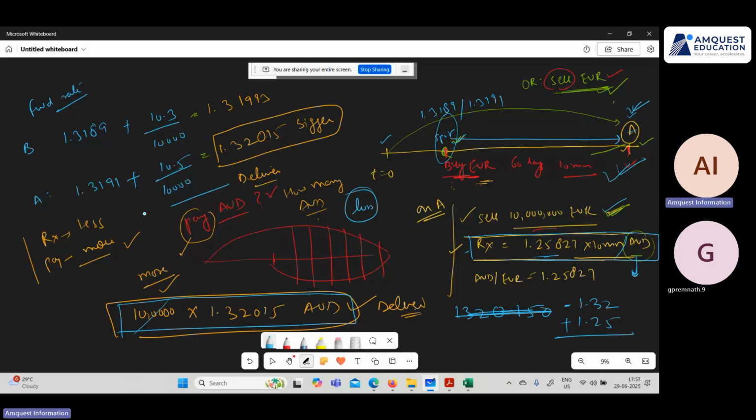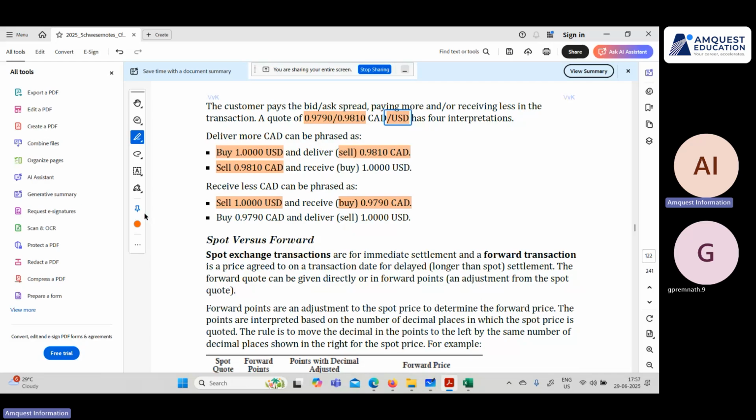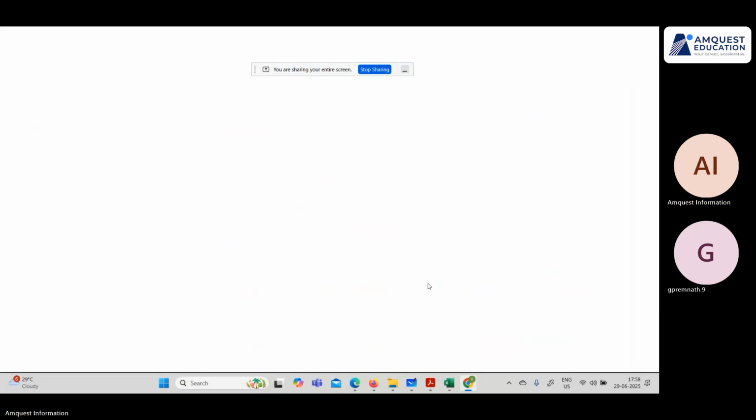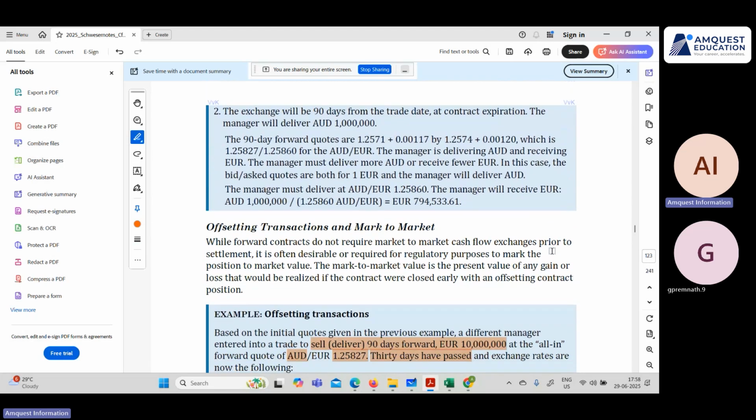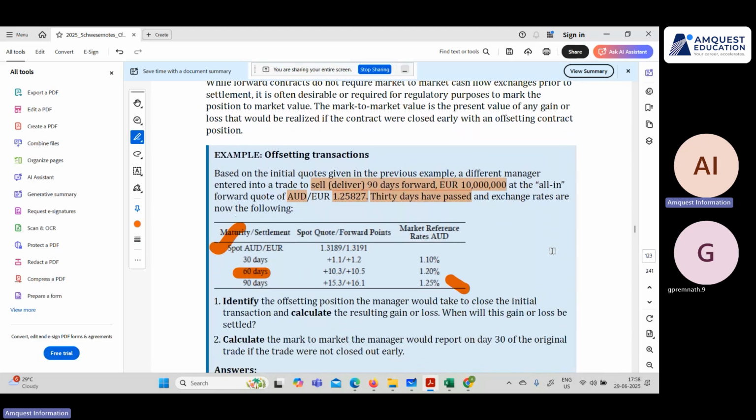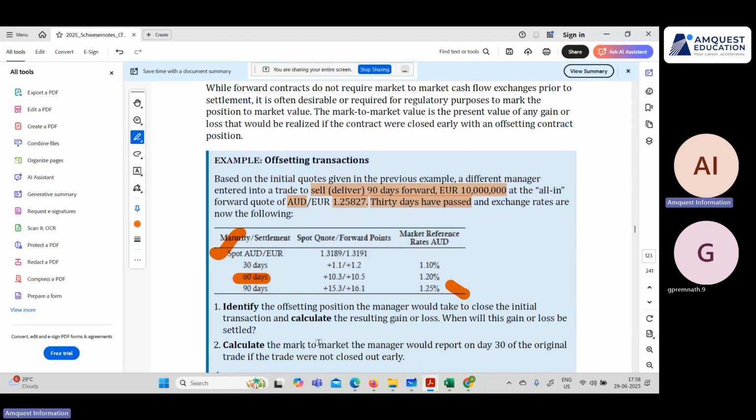So if they ask you to calculate the mark-to-market value as of today, it clearly means that you will have to bring the value back to the present time. What does it say? Calculate the mark-to-market, so we calculate the resulting loss or gain. The question is, when will this gain or loss be settled? At maturity, in the next 60 days. If you're looking at this today, 60 days from now, this will be settled.